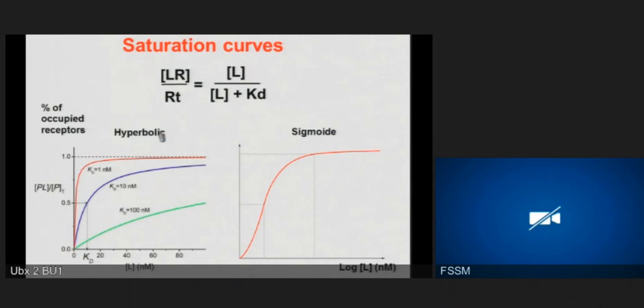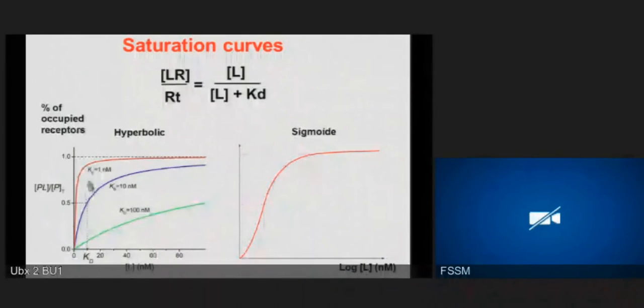For instance, here you have the hyperbolic mathematic representation corresponding to this equation, which is, by the way, a hyperbola. So, as I said before, R, sometimes this is P for protein, because it could be an enzyme, it could be a transporter, not only a receptor. Anyway, you have PL on P total, which corresponds to LR on RT.